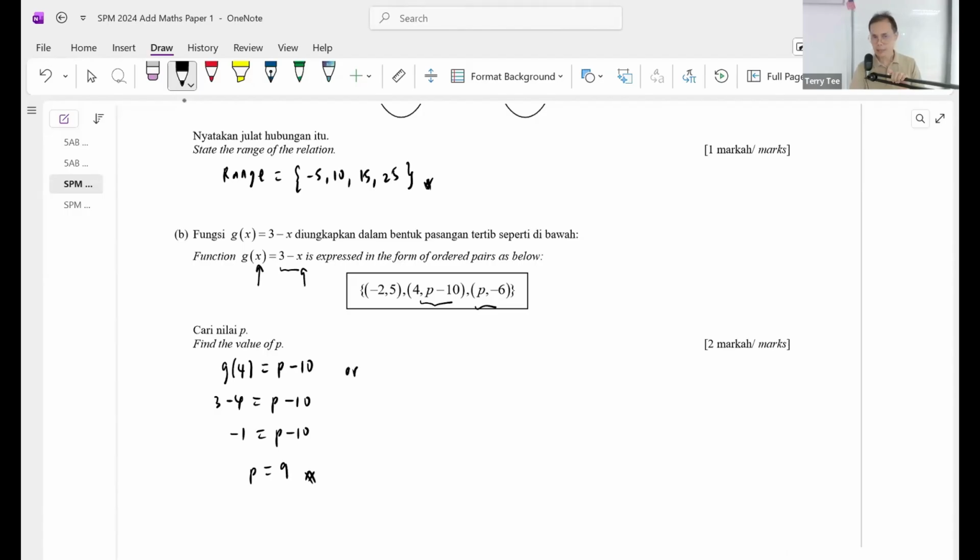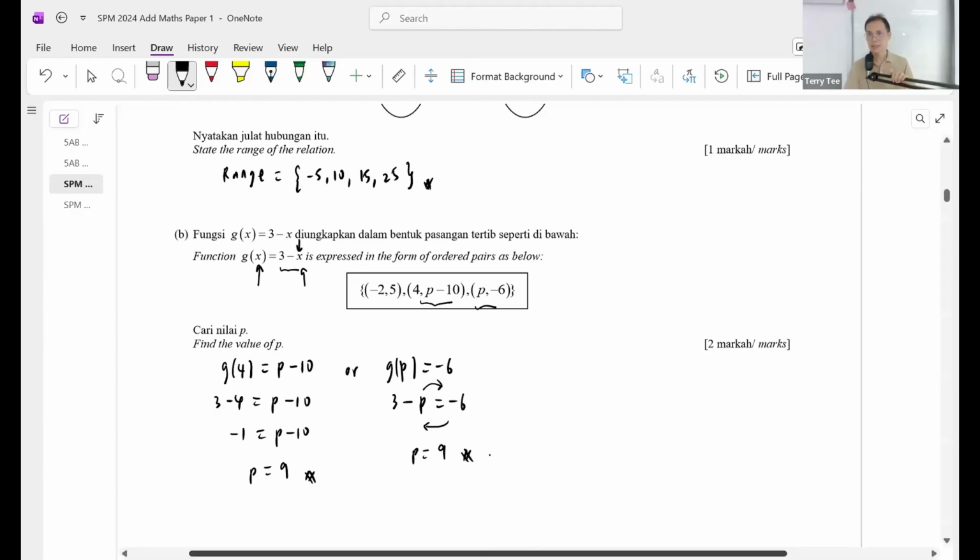Now, alternately, you can also put p inside your x, and your outcome is negative 6. Meaning, you substitute p inside your x here. 3 minus p equals negative 6. Bring the negative p to the right. Bring the negative 6 to the left. P is 3 plus 6. What is 3 plus 6? Answer is 9.